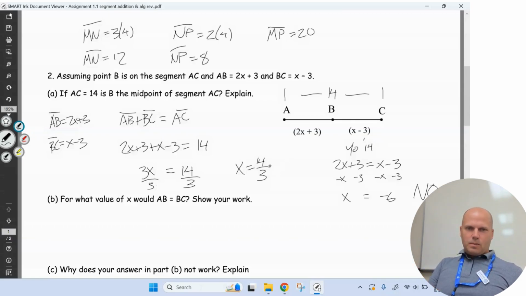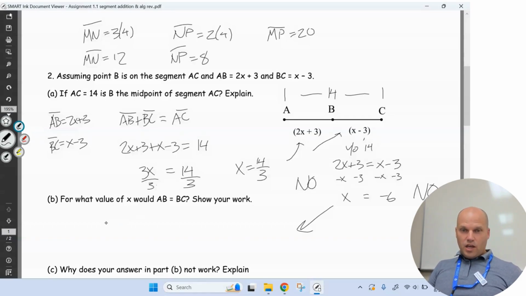We can double check if we have 14 thirds and plugging it into both, and we can just say no. We know that 14 thirds times 2 plus 3 is not going to be the same as 14 thirds minus 3. Okay, now we can go and show our work from here.